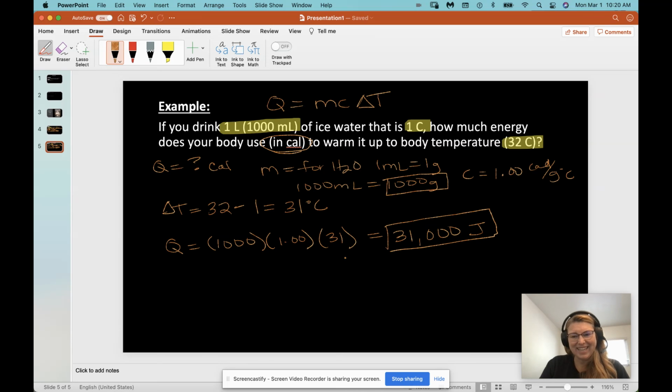So in any case, hopefully this helps you to understand how to do these calculations with calories.